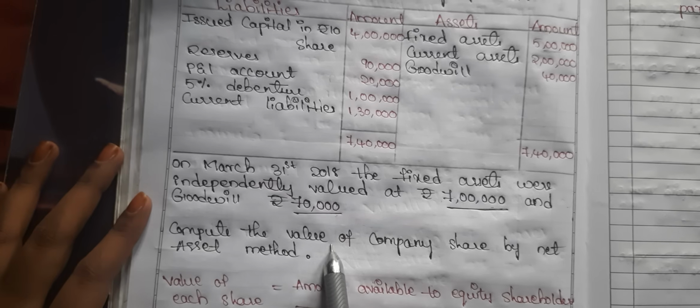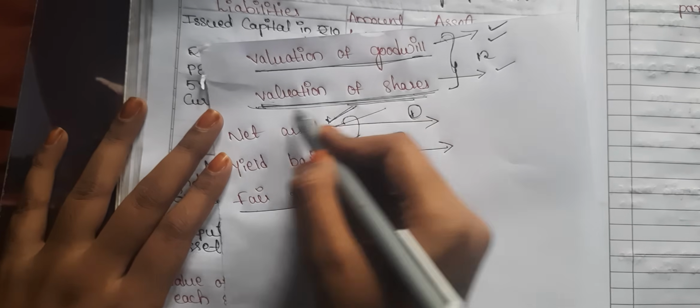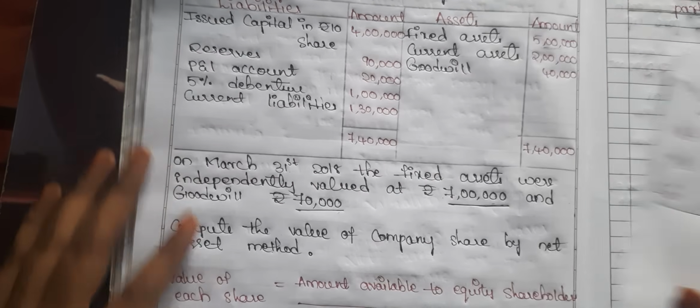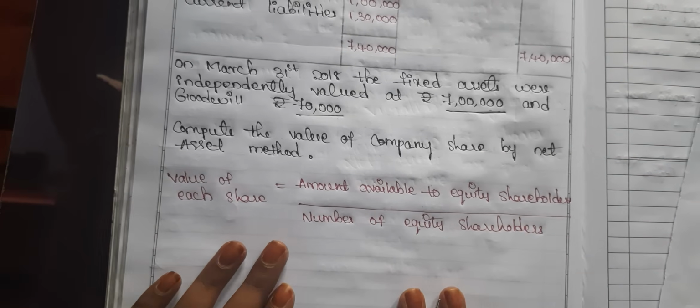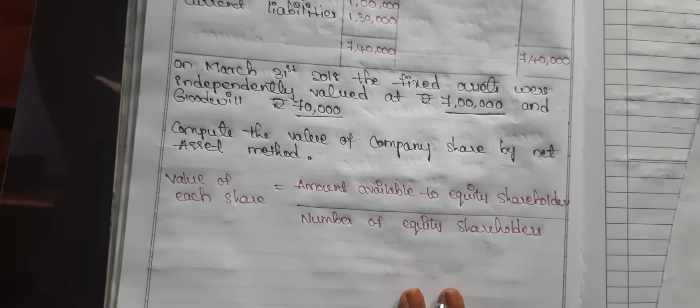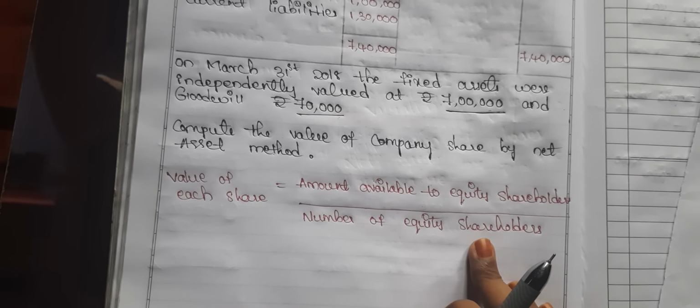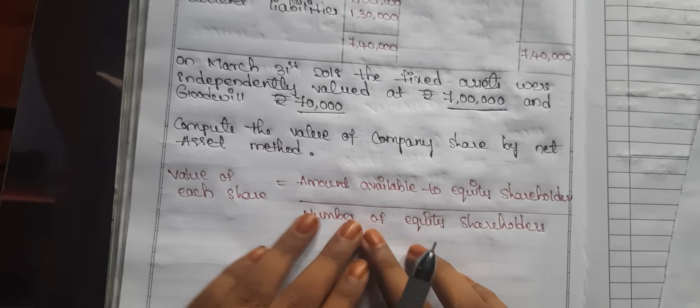Okay, so compute the value of company share by net asset method. What is the net asset method? It is your first method of valuation of shares. Okay, so the net asset formula is really very easy. You just need to remember this formula. Easily you can do net asset. I'm telling you, this formula is enough.